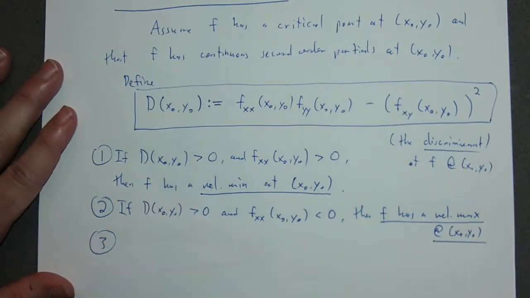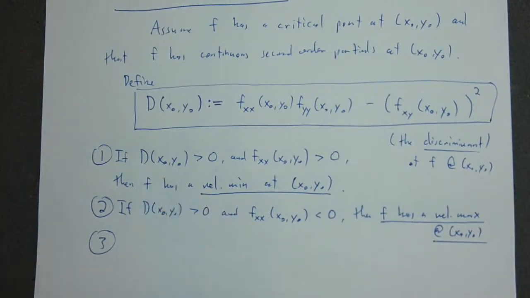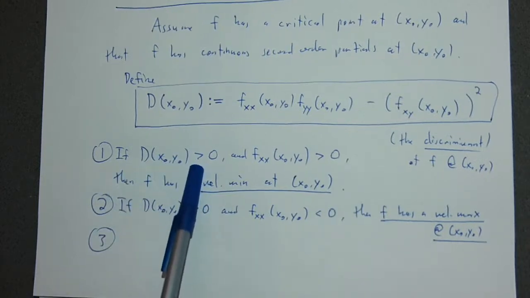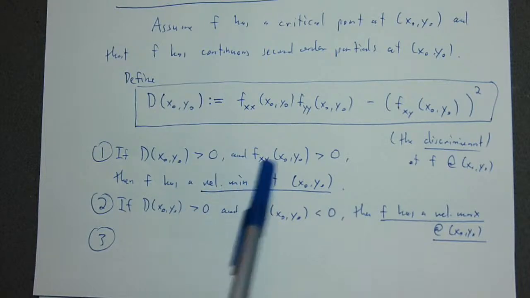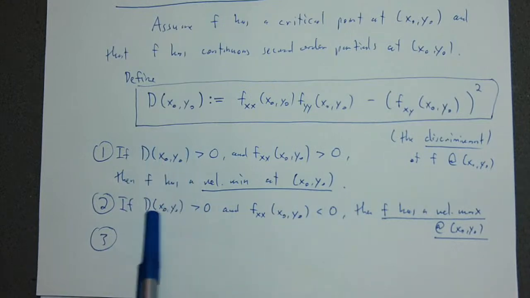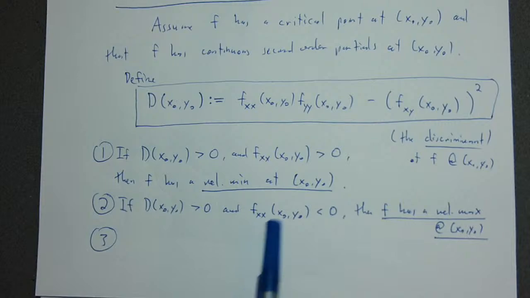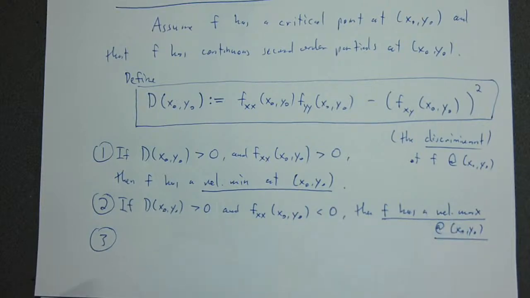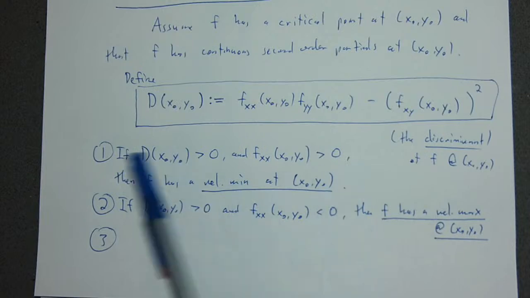Okay. The third case. So let's think here, right? Just in terms of trichotomy. I have the case when the discriminant's positive, and the second x partial of f is positive. That gives me one case, relative min. I have the case when the discriminant's positive, and the second x partial is negative. That gives me another case, relative max. You might say, what about the case when the discriminant's positive and the double x partial is 0? It turns out that can't happen.